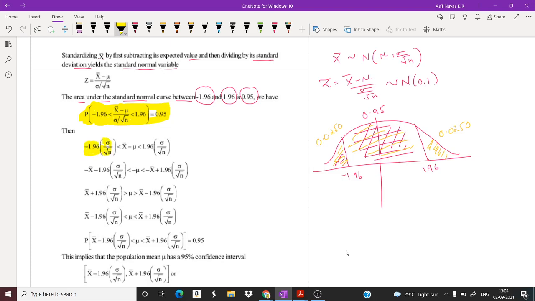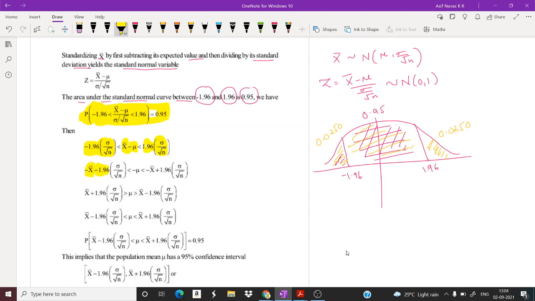1.96 into sigma by root n. I am multiplying both sides. x bar minus mu less than 1.96 sigma by root n. So we don't know the population mean. We will assume the population mean will be in the interval. Okay. So this is minus x bar.